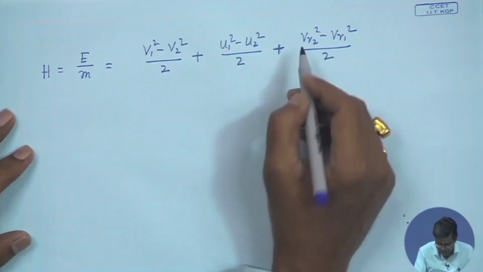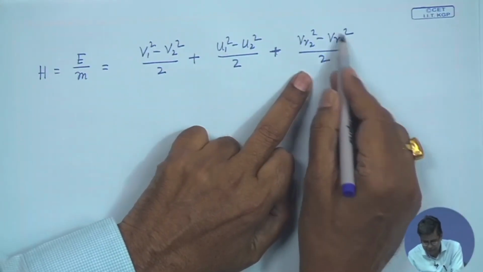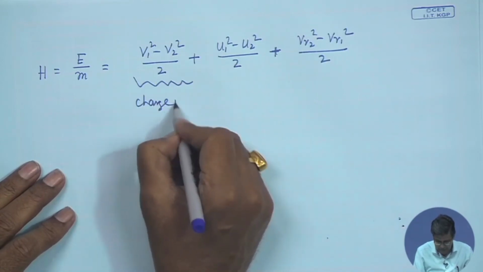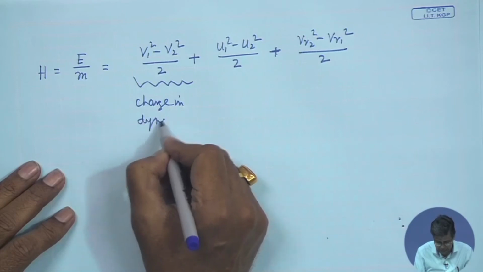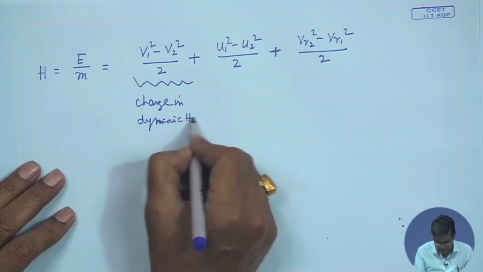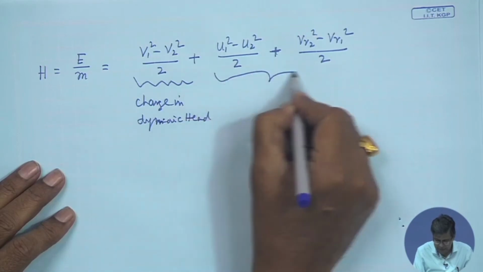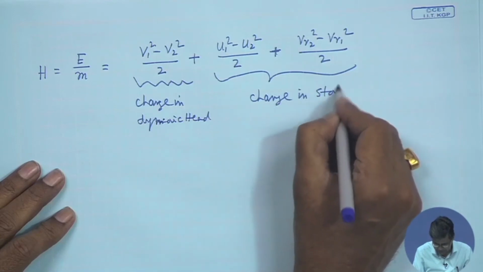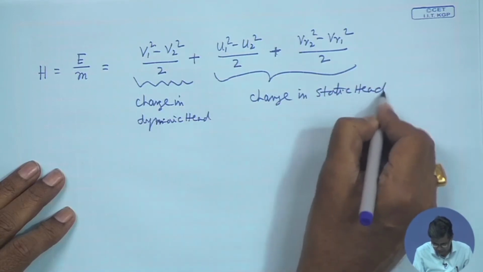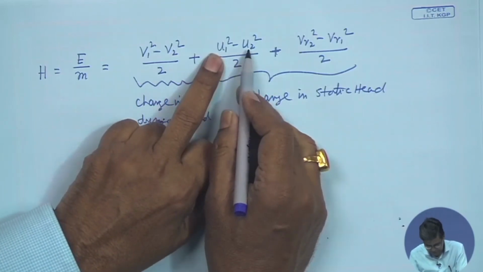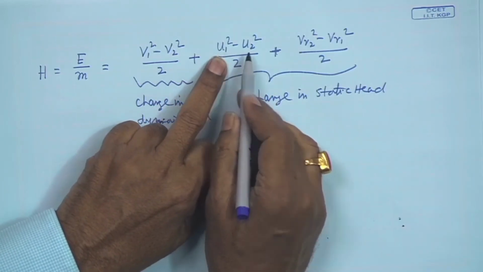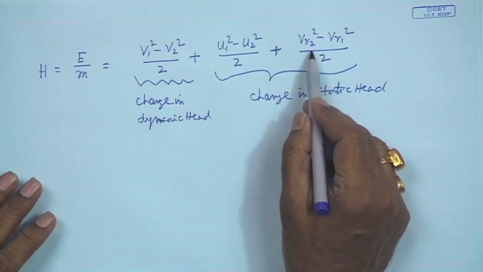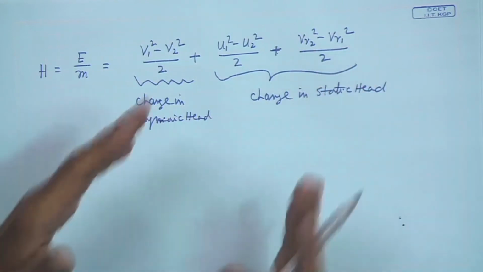Now, let us first understand how this term is the change in the pressure. This term is the change in dynamic head, that is energy per unit mass. This term is the change in static head. And here we have understood that for the displacement of the fluid particles from one radial location to another radial location, there is a change in the static head. Similarly, if there is a change in the relative velocity, there will also be a change in the pressure.